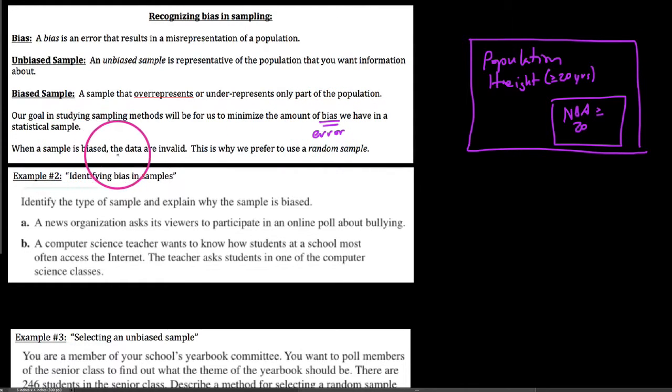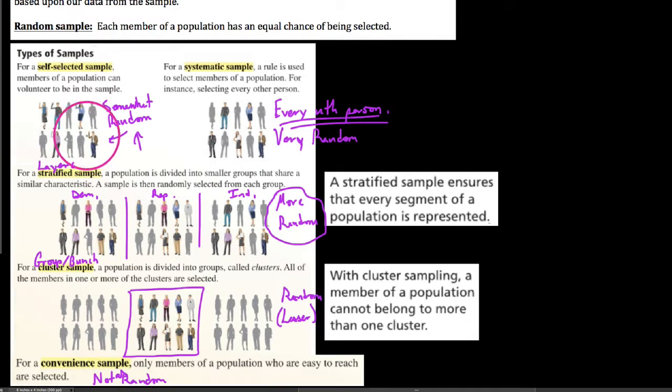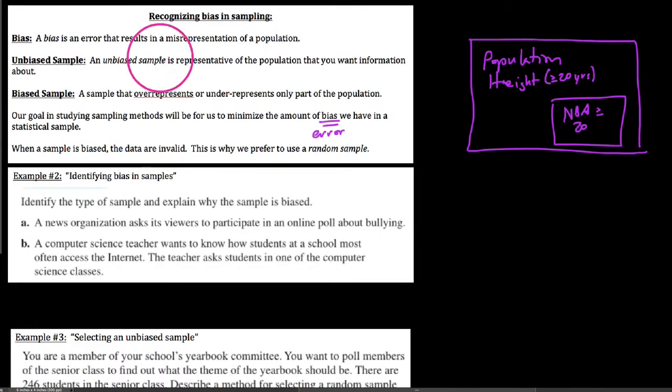So when a sample is biased, the data tend to be invalid. So that's why we prefer to use a random sample. And of course, our random sampling techniques were these that we had listed here. And so recognizing bias, that's what we're going to look at in this video. How do you recognize that there is bias? And so here it says identify the type of sample and then explain why the sample is biased. Let's go ahead and start with a type of sample.